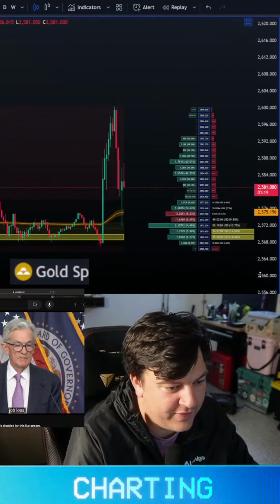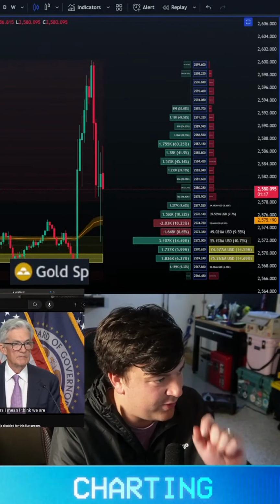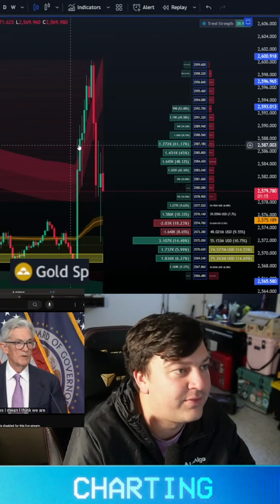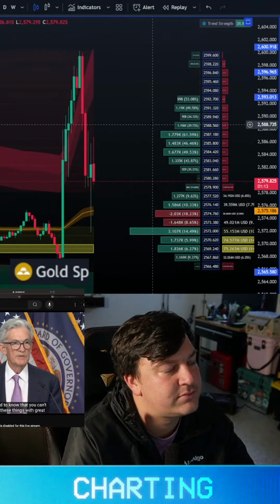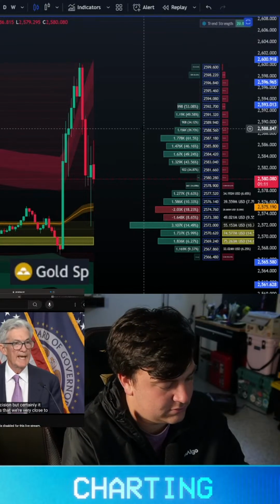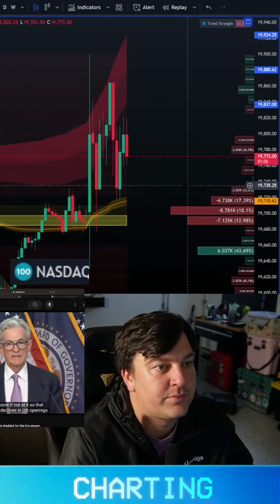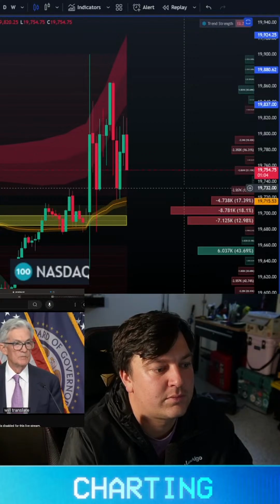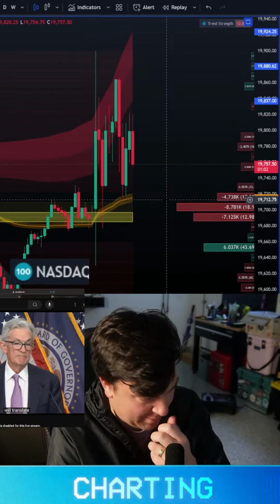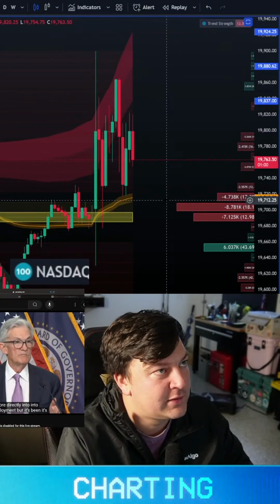It's hard to know that you can't check these things with great precision, but certainly it appears that we're very close to that point, if not at it, so that further declines in job openings will translate more directly into unemployment. But it's been a great ride.